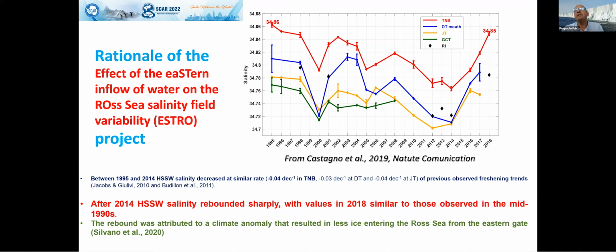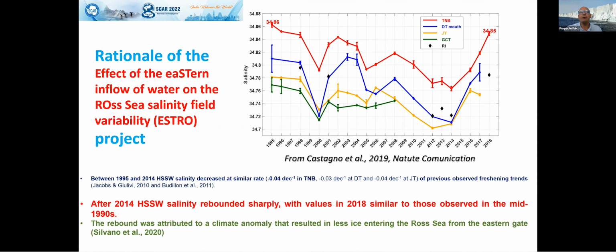In this slide, you can see a plot where the freshening trend was observed in the last 20 years, but the trend is longer and there is evidence of multi-decadal freshening, over 50 years, of the water mass in the Ross Sea. But after 2014, there has been a sharp increase of salinity, a recovery of the salinity up to values observed at the beginning of the 90s, as we can see here, for instance, from this curve, which represents the average salinity of the high salinity shelf water in Terra Nova Bay.